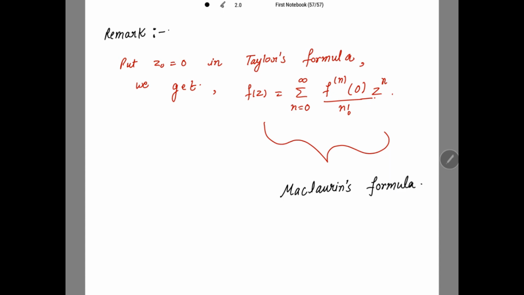So in the next video, we will be doing some exercises in which Taylor series, Taylor's formula is used.